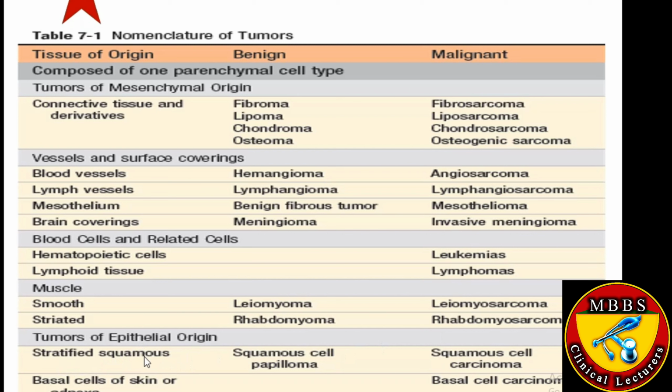If it is coming from stratified squamous epithelium, the benign one is known as squamous cell papilloma, while the malignant counterpart is squamous cell carcinoma. Basal cells of the skin are adenophila. The only malignant tumor is basal cell carcinoma.